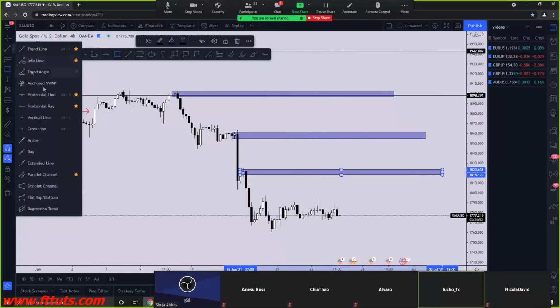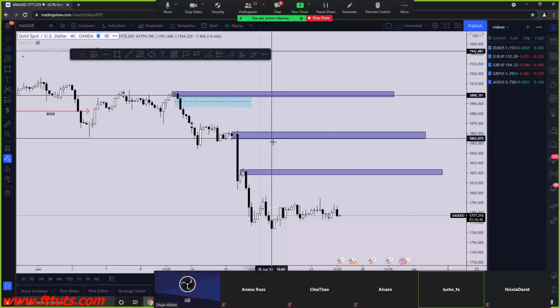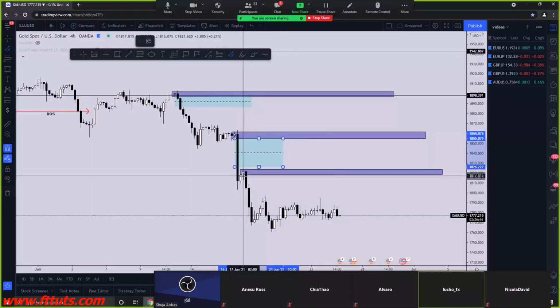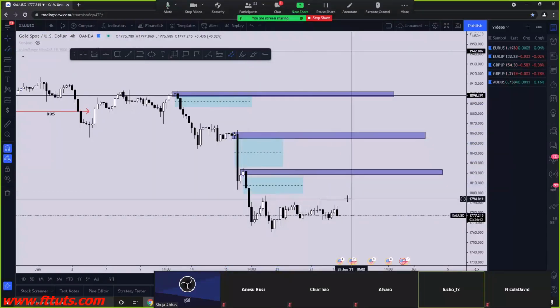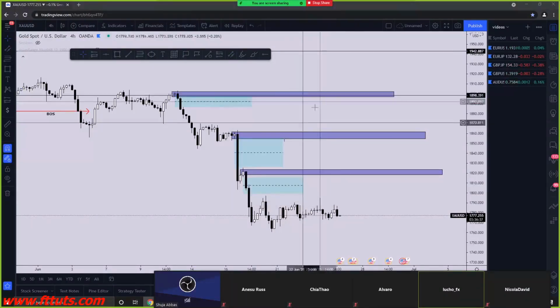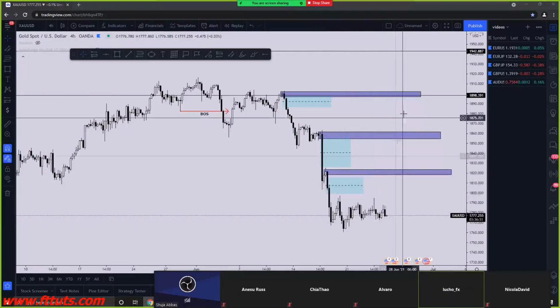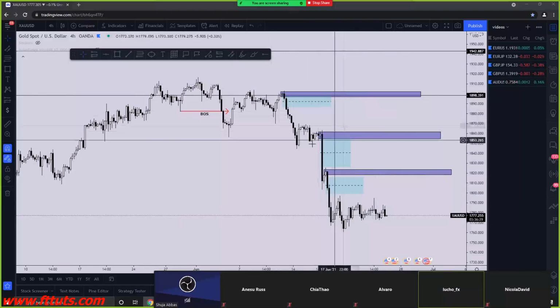Not only that, but we also have all this imbalance resting above, from here to here, from here to here, and then even more imbalance from here to here. So there's basically imbalance and a bunch of reasons. It's forming a bunch of institutional candles and concepts telling us that it needs to go back up to fill all this up.